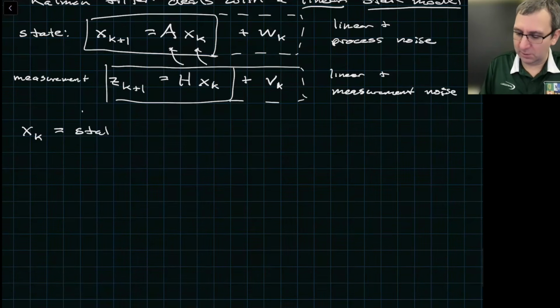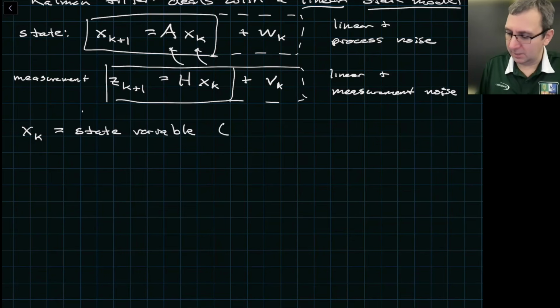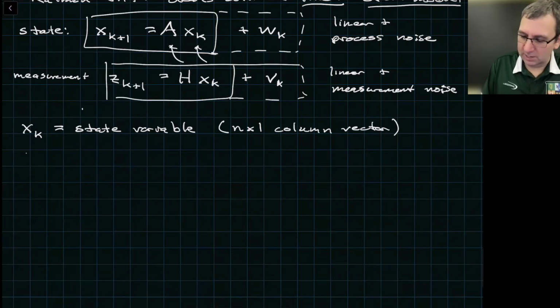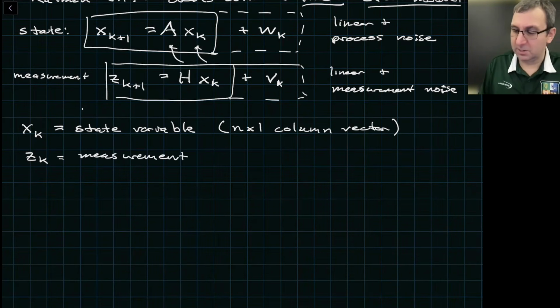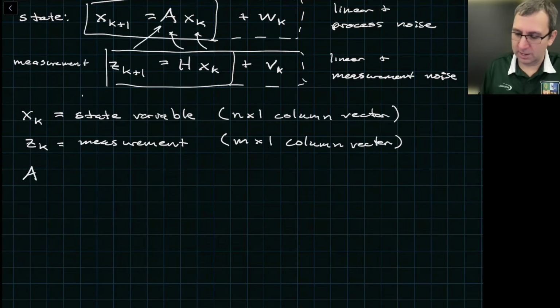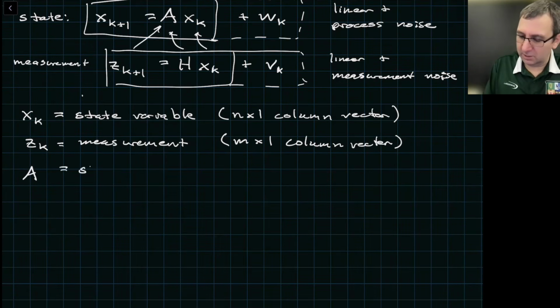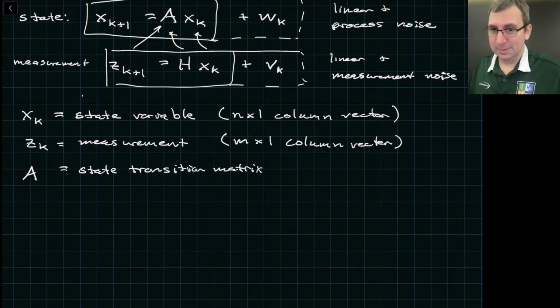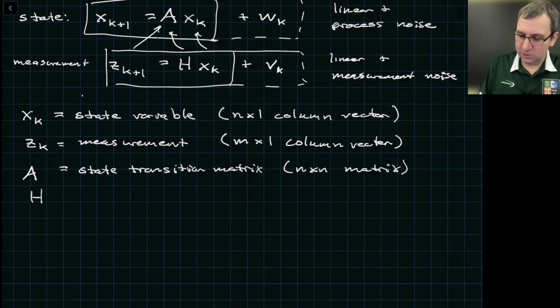All right, so let me give you the dimensions of all of these things. x_k, this is the state variable, and it is an n by 1 column vector. z_k, the measurement, doesn't have to be the same size. So we're going to say it's m. So you could have m different measurements. So this is an m by 1 column vector. A is called the state transition matrix. Some people might call it the linear process matrix. It's an n by n matrix, so it's a square matrix.